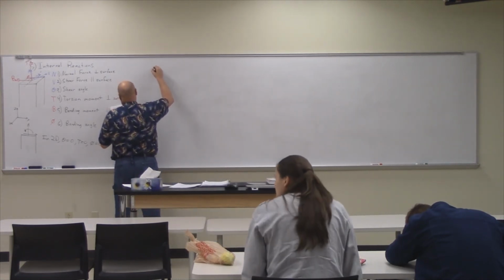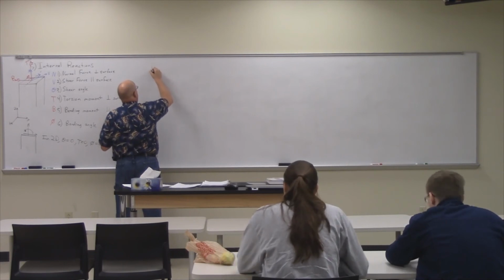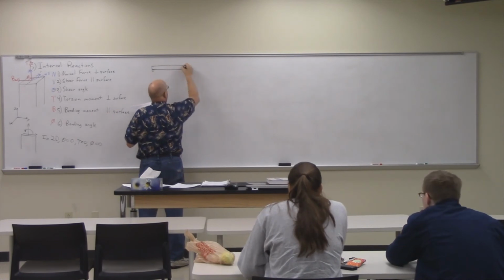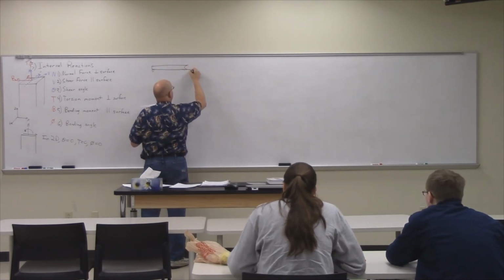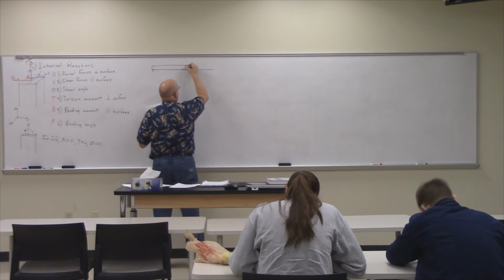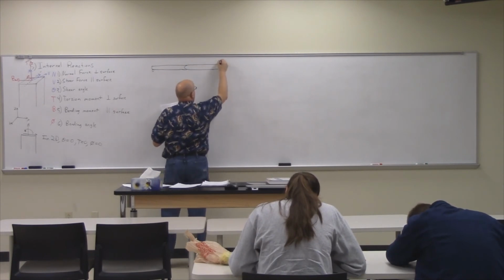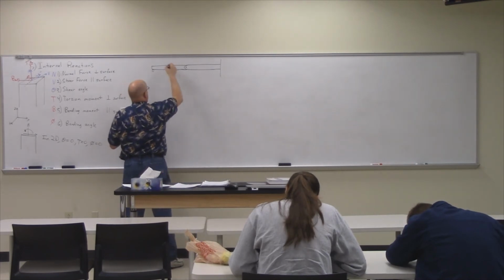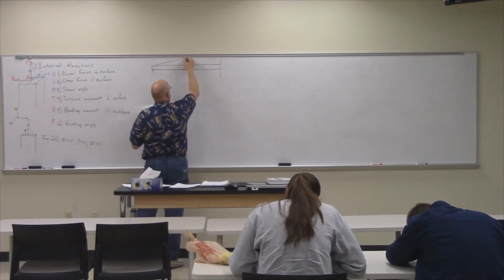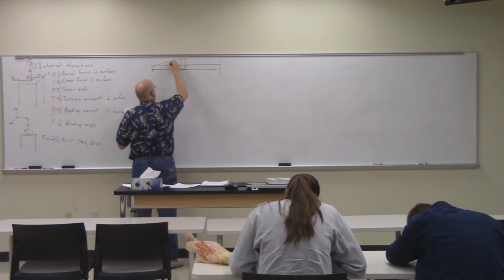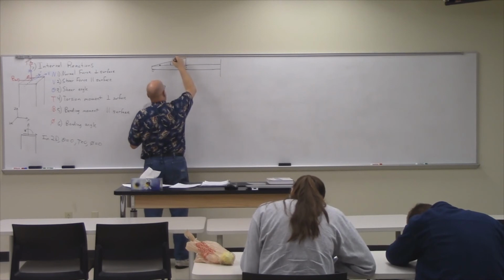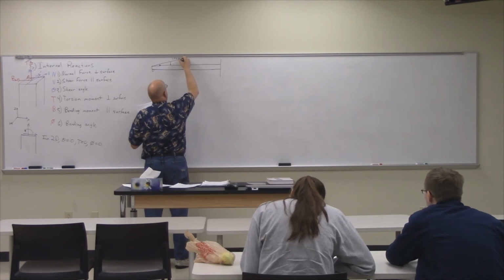Okay, we have a beam on a roller with a central pin, to a fixed support on the other side. And we have a distributed load with a peak of 1.5 kips per foot.